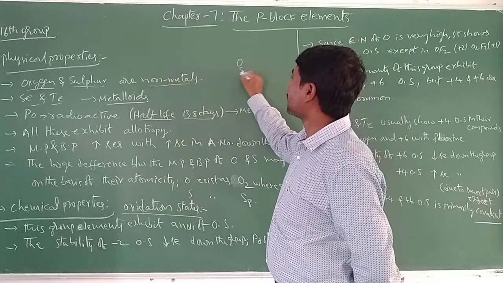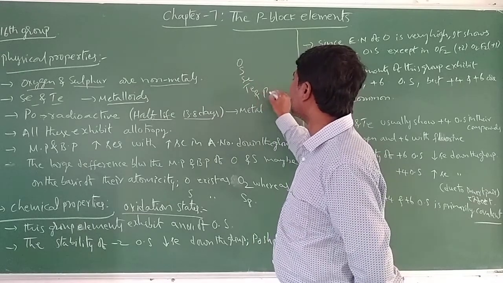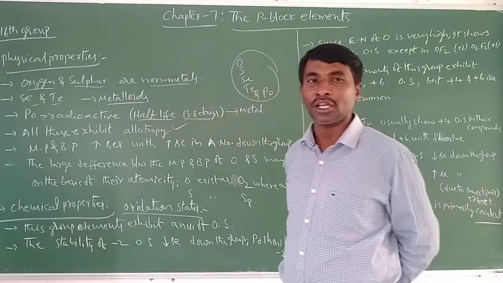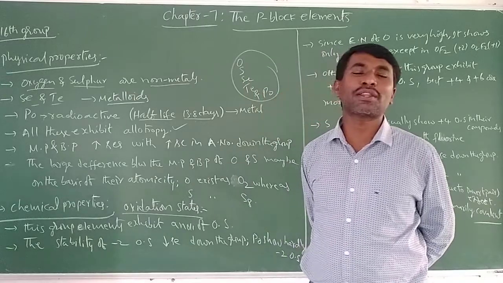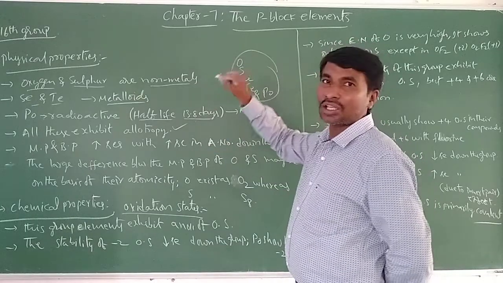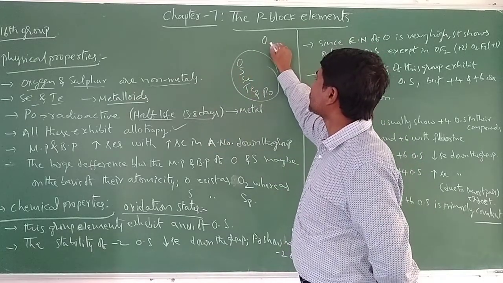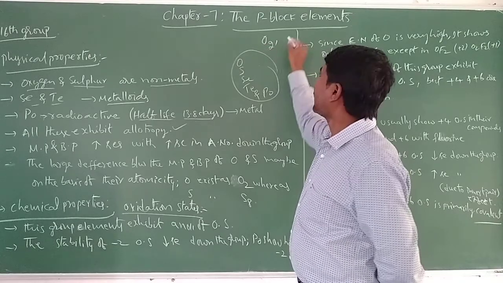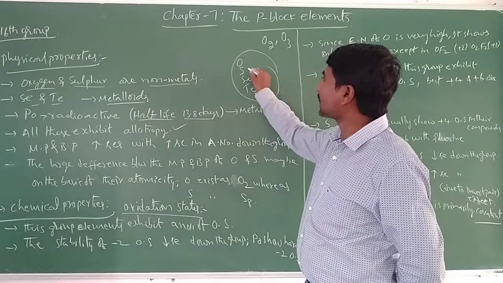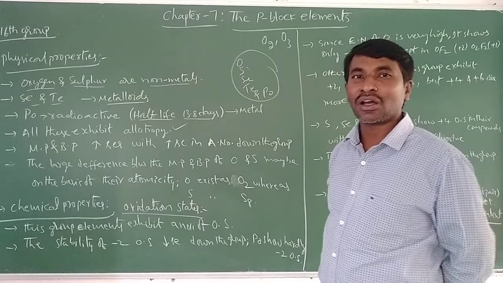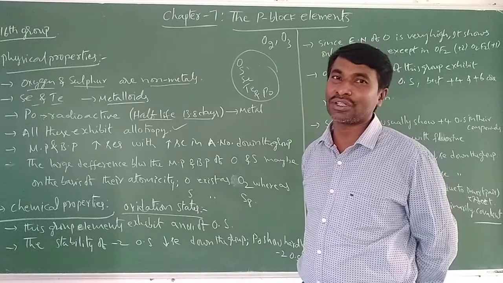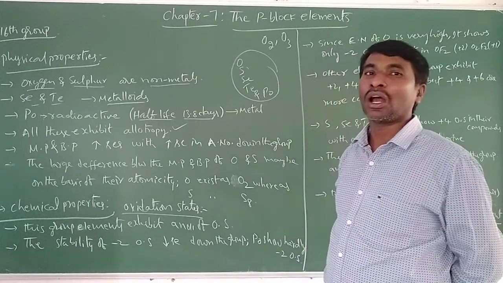All these elements, oxygen, sulfur, selenium, tellurium, and polonium, show allotropy, which means more than one form. Generally oxygen forms two allotropes, dioxygen and ozone, O3. Sulfur forms alpha sulfur, beta sulfur, monoclinic sulfur; they show different allotropic forms.